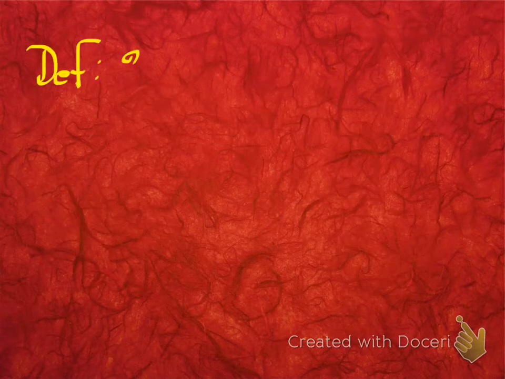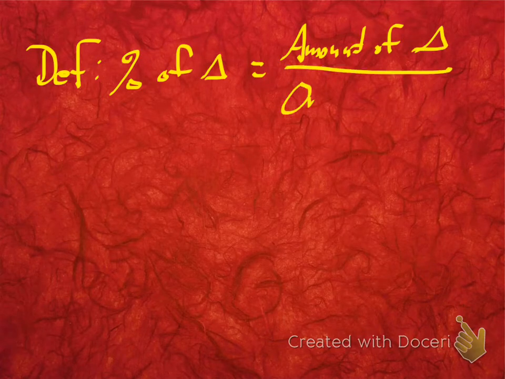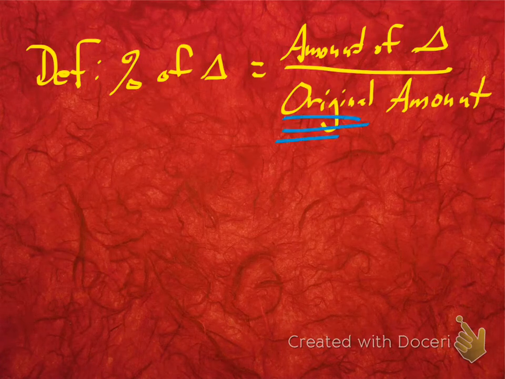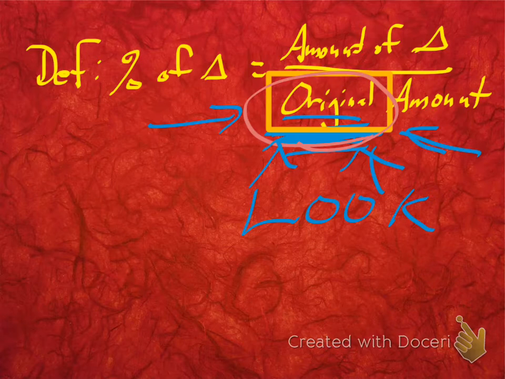All right, so first let's define what percent of change is. The percent of change is defined to be the percentage we get when we divide the amount of change by the original amount. And you can see by all of the highlighting I put around the original amount that this is where people go wrong. This is the number one mistake people make when they're doing percent of change problems.